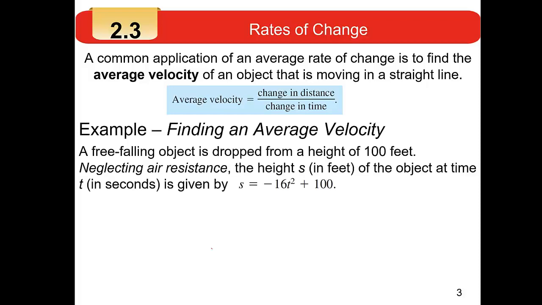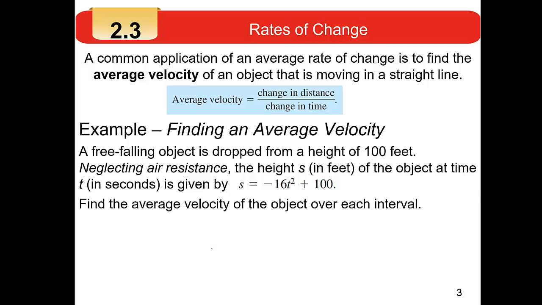Again, I said one of the most common applications of an object moving in a straight line is just letting something fall from some height. So this is what this example is. A free-falling object is dropped from a height of 100 feet. Neglecting air resistance, the height s, measured in feet, of the object at time t, measured in seconds, is given by the equation s is equal to minus 16t squared plus 100. So you're given that information, and you're being asked to find the average velocity of the object over each interval.